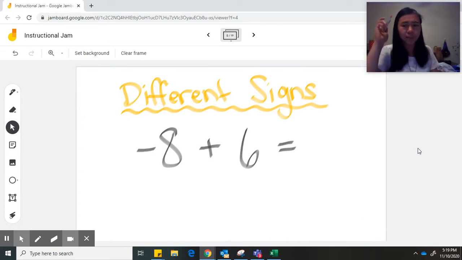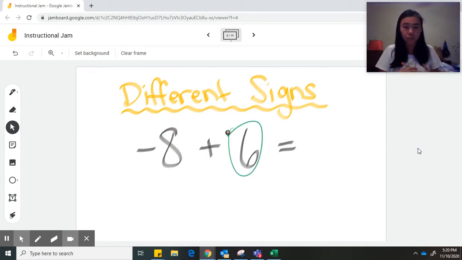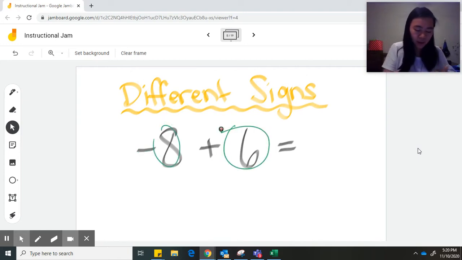All right, now what happens if it's a different sign? This one's the one that gets a little bit tricky. If it's a different sign, I want you to take the difference, okay? Think of that vocabulary word difference. It's the opposite of a sum. You're going to subtract. What is the difference between just this number 8 and this 6? I want you to ignore that negative right here. Okay, between 8 and 6, I want you to find the difference because we have different signs here.